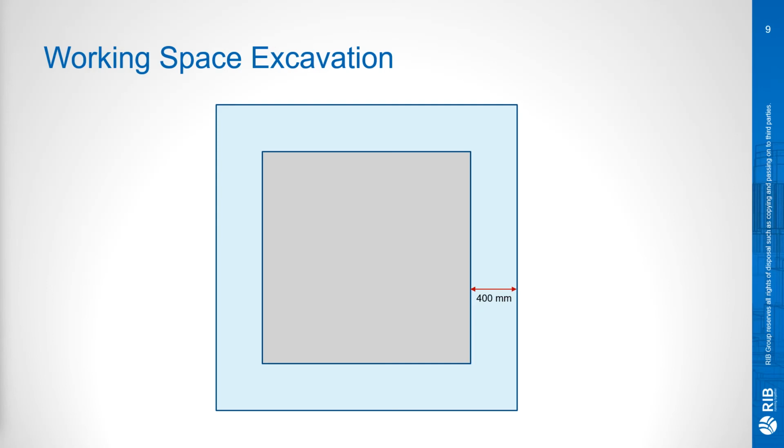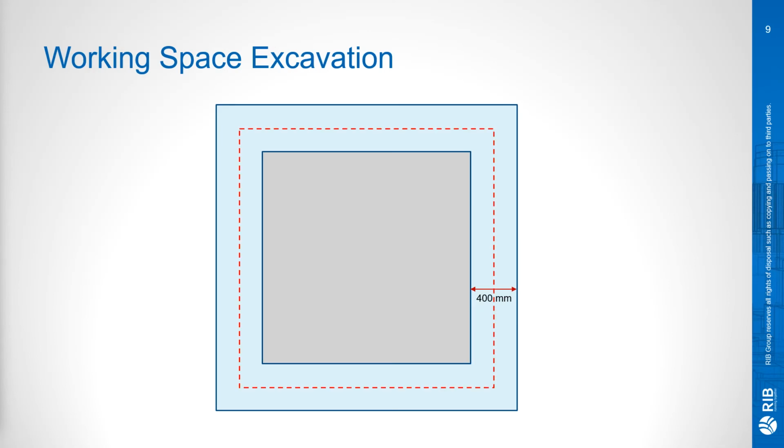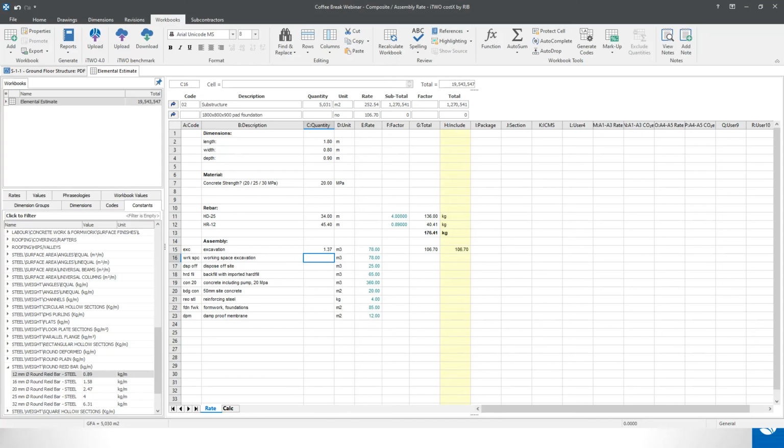Now, in order to calculate this, what we will end up doing in our assembly is utilizing the center line of that working space excavation. And to calculate the center line length, before we multiply it by the depth of the excavation, we need to take the length of the pad foundation and then add on 200 mils on either side. So let's switch back to costX and complete that off.